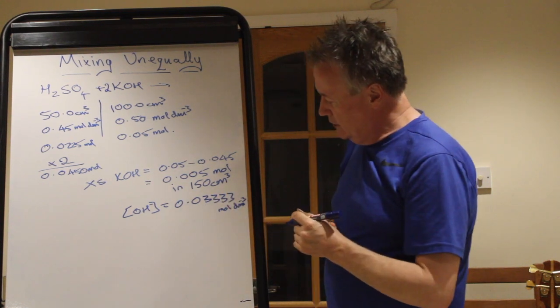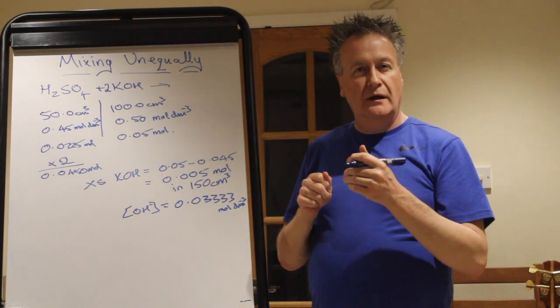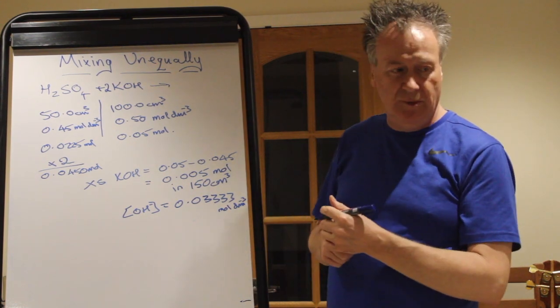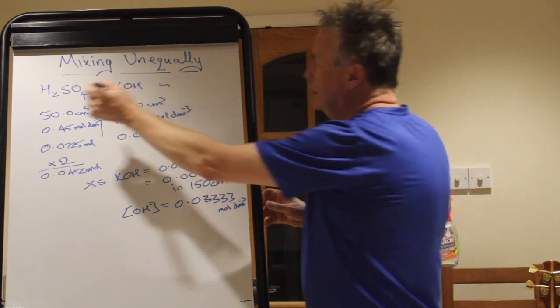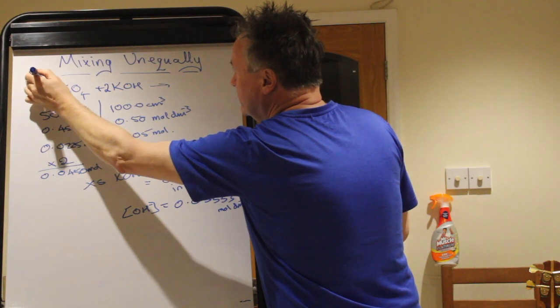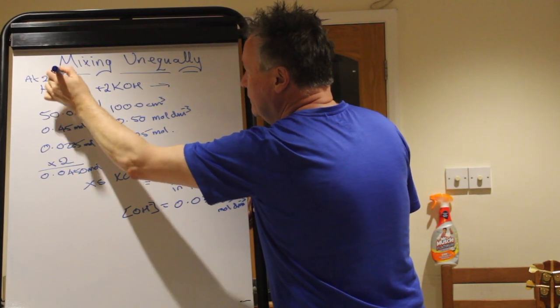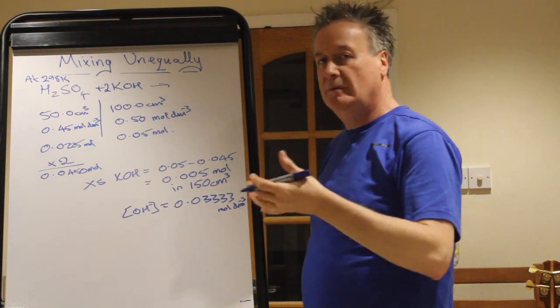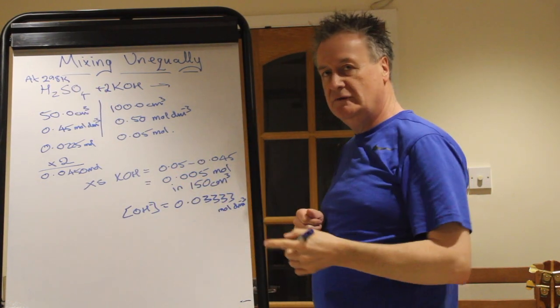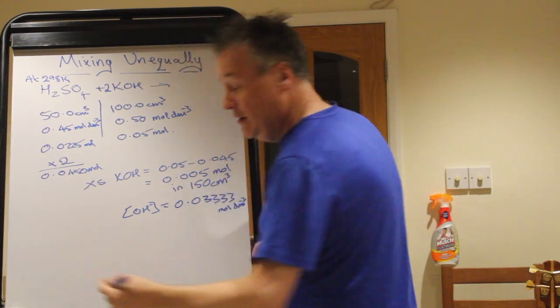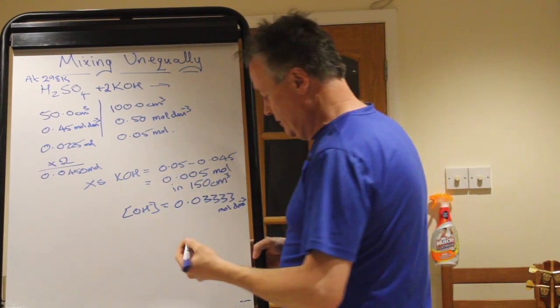So 0.03333, and to get the pH, you've got to go through Kw. So the question does have to be at a particular temperature, because I did say last time Kw is temperature sensitive and it goes up a little bit with temperature, so we're going to specify 298, which means we can use the very straightforward Kw of 1 times 10 to the minus 14.